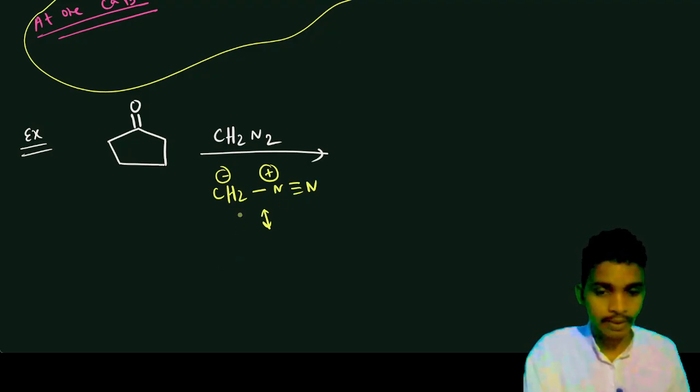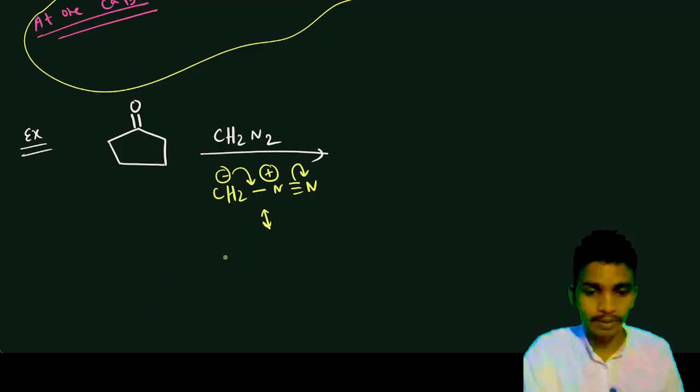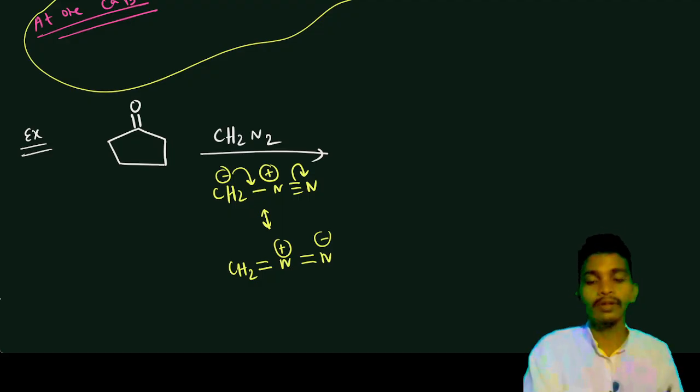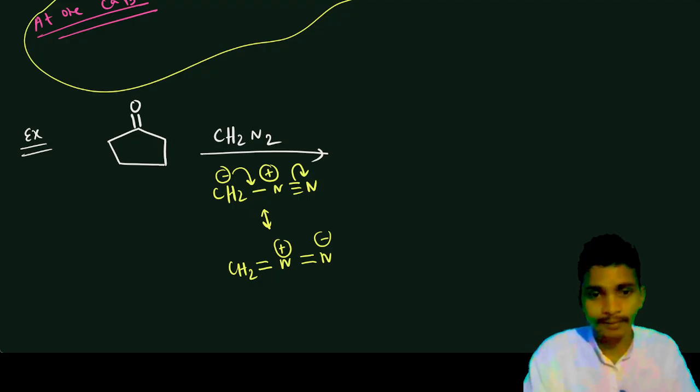Now on this one also you can do resonance. If I shift to here and if I shift to here, then the same things will happen. CH2, this is double bond N, this is N minus, and again here we have the positive charge. So now the question is which will attack.